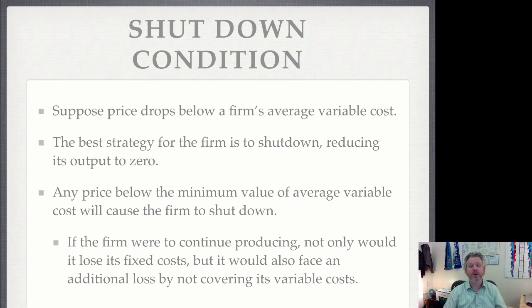If they were to continue producing, not only would they lose the fixed costs, but they also lose additional by not covering their variable costs. In the graph we just saw, they were covering their variable cost. So every unit sold gave them a little bit of additional revenue to offset that fixed cost. But if the price drops below their average variable cost, then each additional unit you sell, you lose money. You lose on each unit and you lose on the fixed cost.